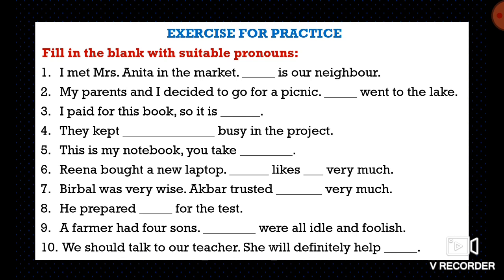Sixth, Reena bought a new laptop. Dash likes dash very much. Seventh, Birbal was very wise. Akbar trusted dash very much. Eighth, he prepared dash for the test. Ninth, a farmer had 4 sons. Dash were all idle and foolish. And the last sentence is, we should talk to our teacher. She will definitely help dash.